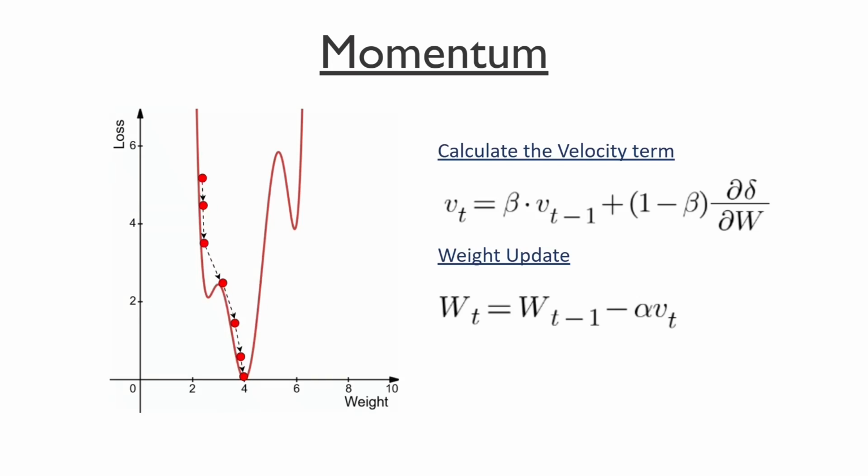It avoids the local minimum point and reduces the oscillations by using a velocity term instead of updating the parameters directly based on the gradient. And this helps smooth out the update steps. These two equations show how momentum updates our weight.